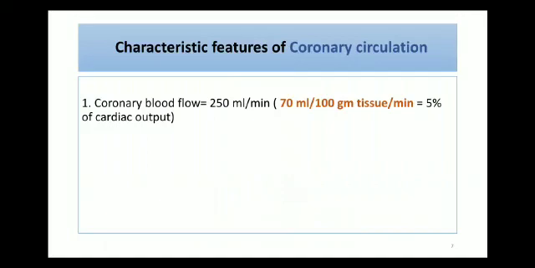So I want to know which one is the first. The first is renal. We are talking about the rate of blood flow per tissue mass. First is renal, second is coronary. So this is the second highest rate of blood flow, 70 ml per 100 gram tissue per minute.